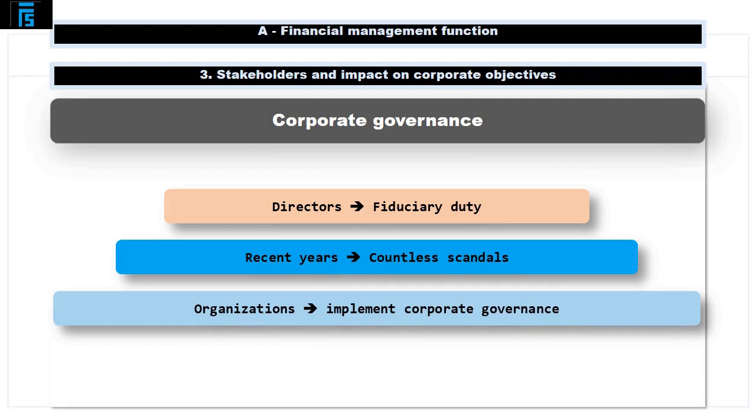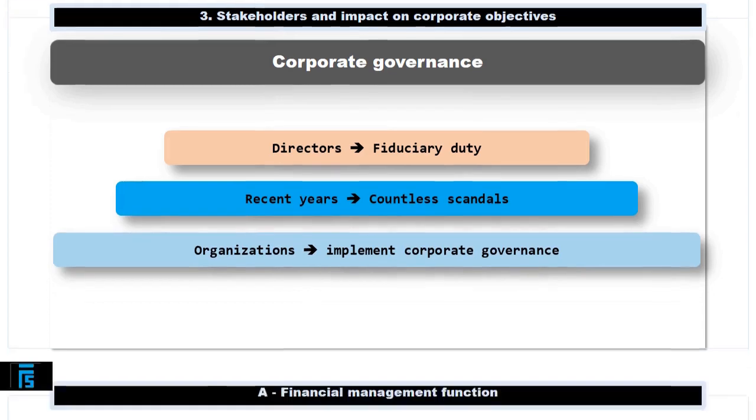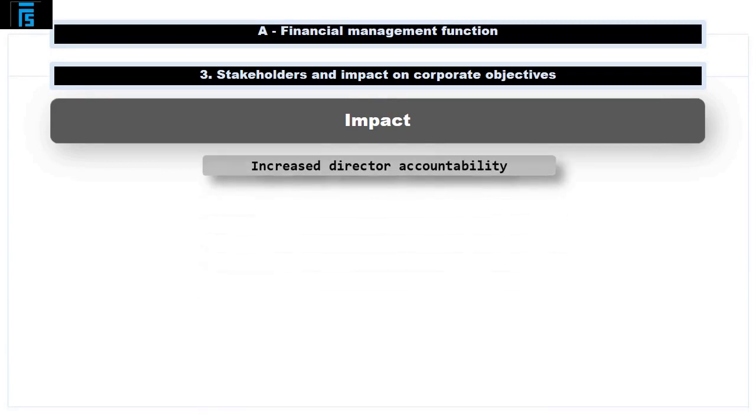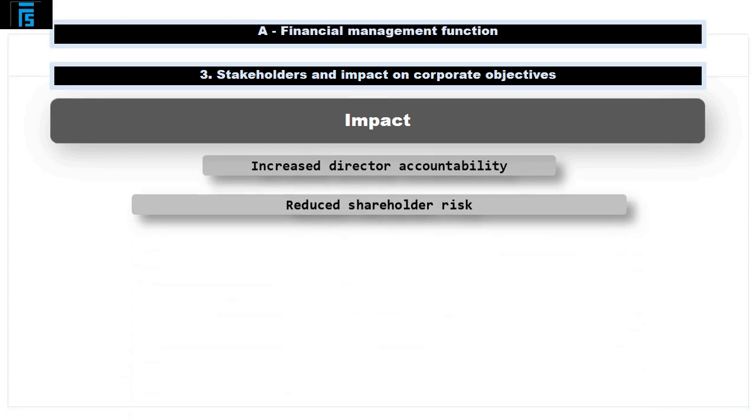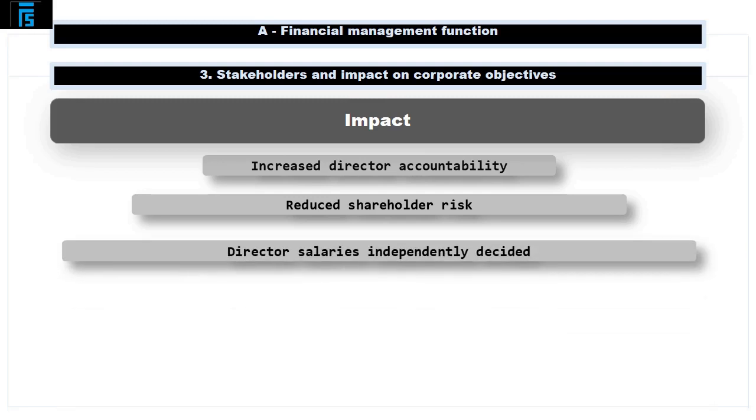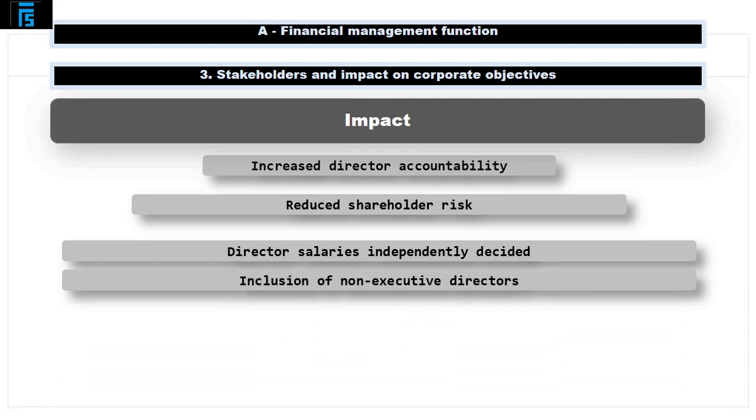Organizations should implement corporate governance codes of best practice. These have the following impact. Corporate governance codes increase directors' accountability. They aim to reduce the shareholders' risk due to unethical behavior. Directors' salaries should be decided by an independent remuneration committee.